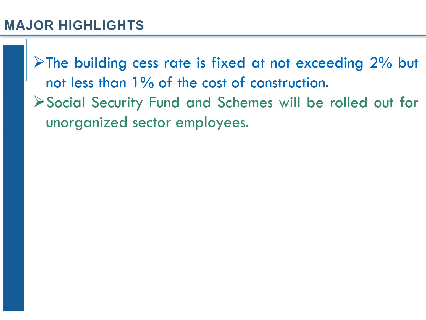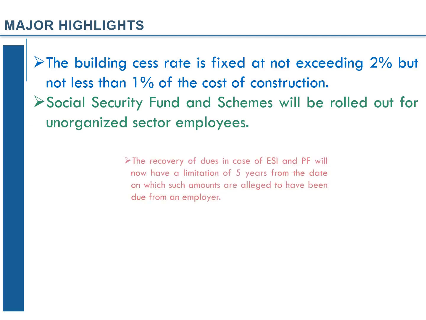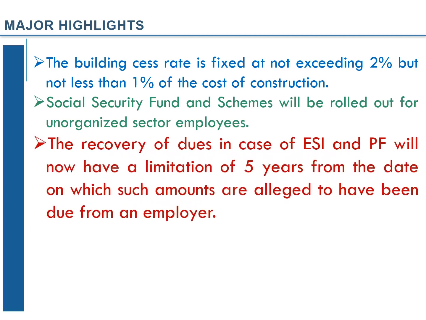The building cess rate is fixed at not exceeding 2% but not less than 1% of the cost of construction. The Social Security Fund and schemes will be rolled out for unorganized sector employees. The recovery of dues in case of ESI and PF will now have a limitation of 5 years from the date on which such amounts are alleged to have been due from an employer. You may know that earlier this limitation was available in the ESI provisions. However, there were no direct provisions in the case of Provident Fund.